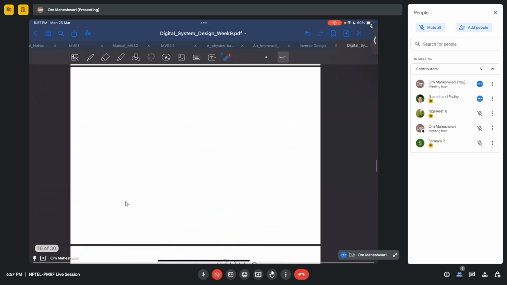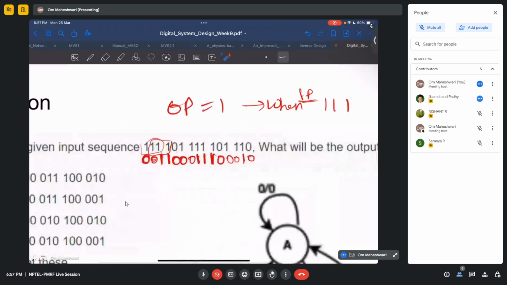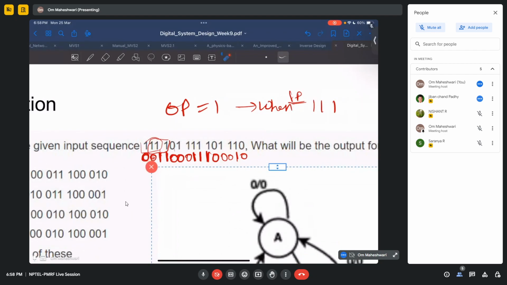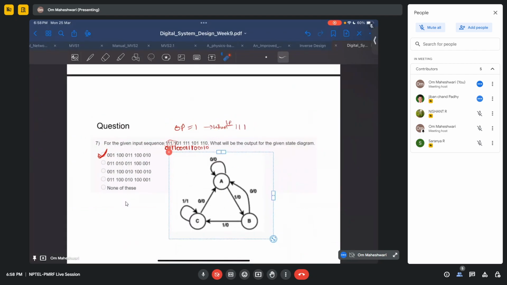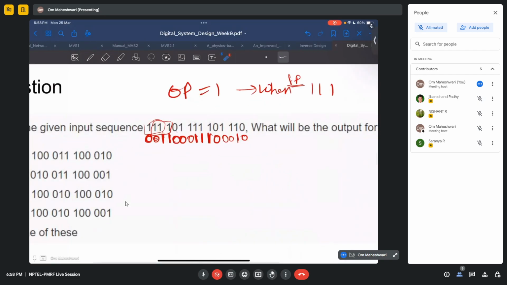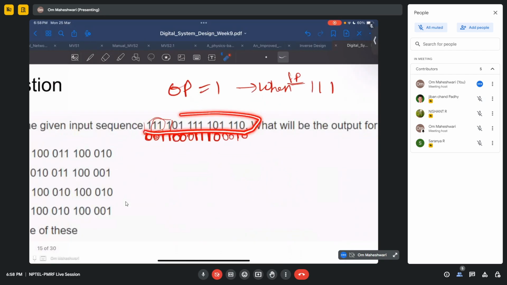This is what we did here, right? We have done the same thing here, right? Whenever we got three ones, we write 1. If a 0 comes, we write 0. Then we keep writing 0, not until again we have three ones.